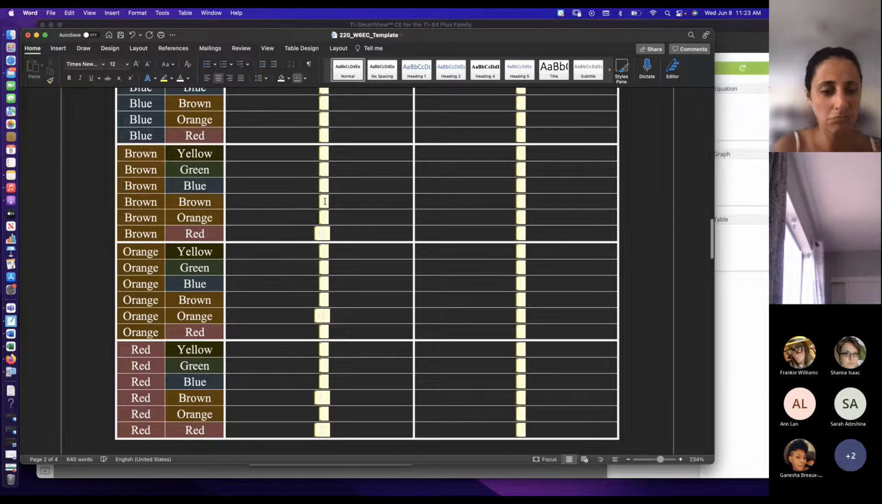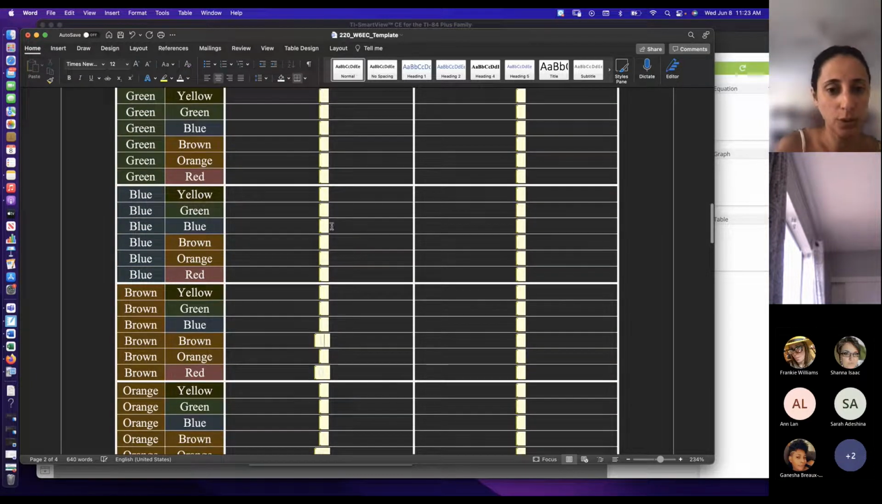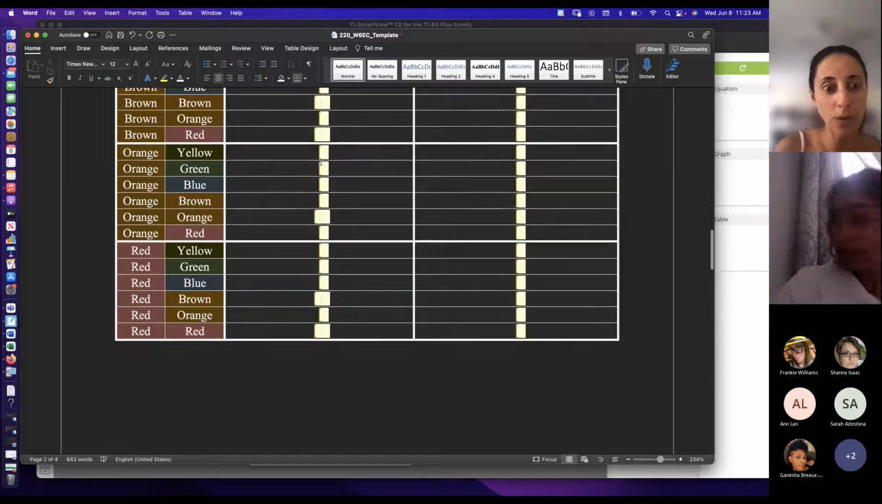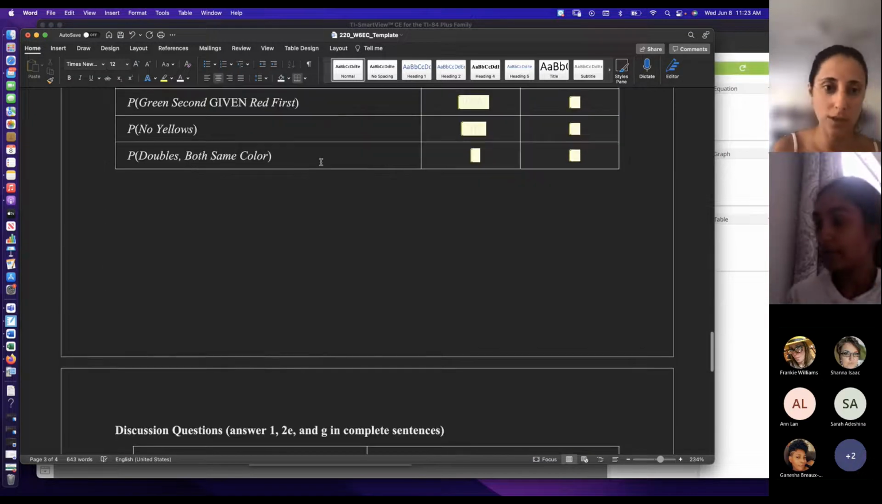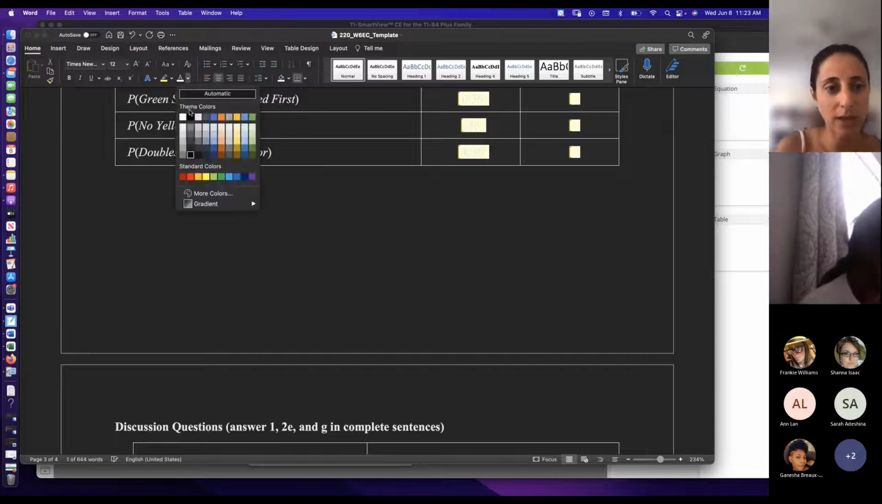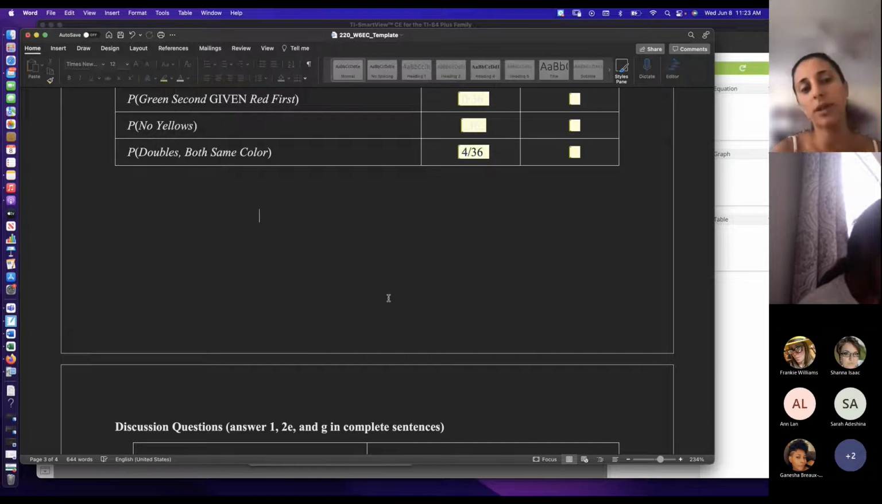Brown, brown, 1, blue, blue, 3. I know you can't see these very well, but green, green, 1. You're just adding up all those outcomes that had the same color twice. And then that total amount, let's assume I had 4 out of your 36 again, because it's technically addition. You're doing the OR case, right? You're doing the OR case.